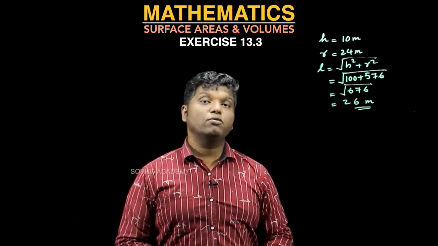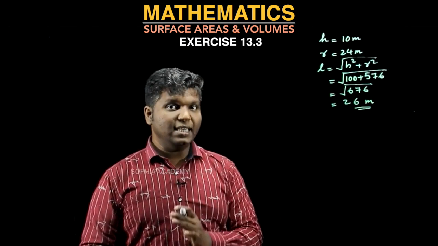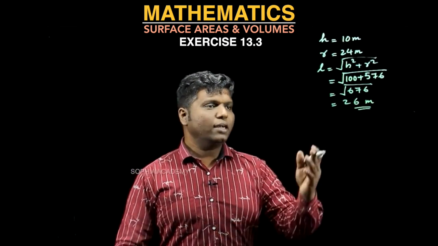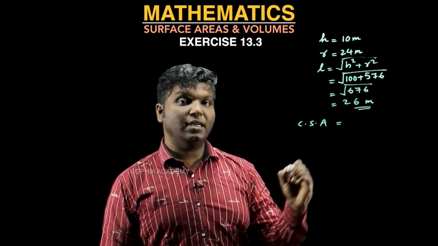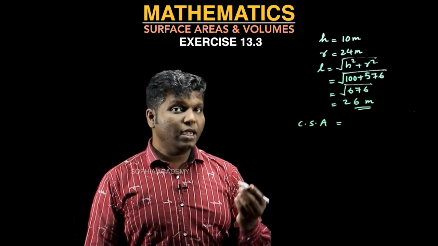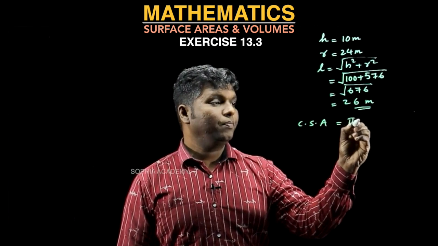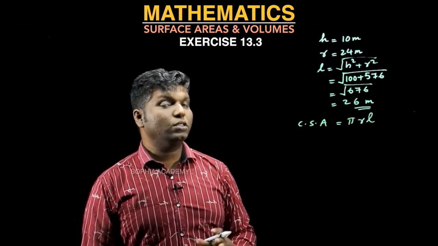Now tell me what else you have to find. We have to find the CSA of the conical tent, right? So let us go with CSA. Tell me what is the equation to find the CSA. CSA of the conical tent is equal to, first of all you have to write the equation. It is pi RL.